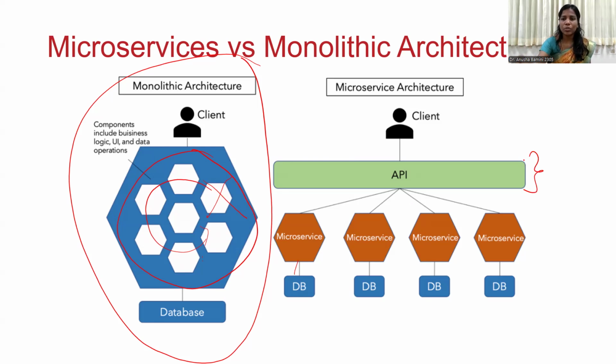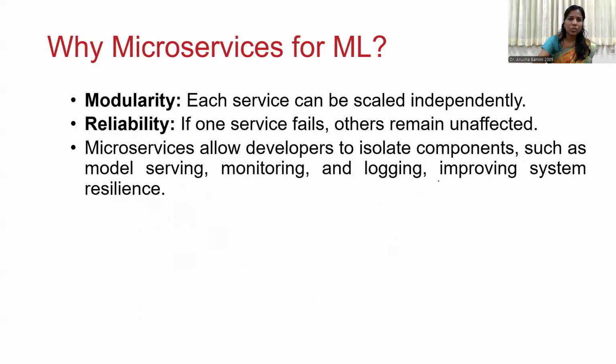To deploy a machine learning model into the cloud, we need API as well as the microservice concept. Why do we need microservice architecture in machine learning? Because of modularity as well as reliability. As I said earlier, each code can be separated into modules and made independent.